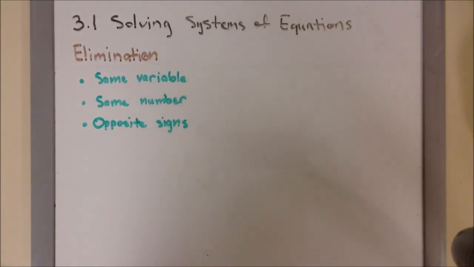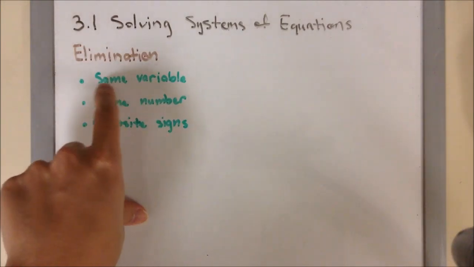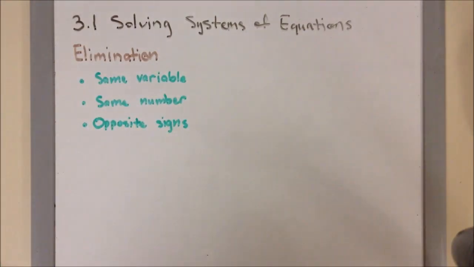Welcome to section 3.1, solving systems of equations using the elimination method. Now, let's review before we do actual solving. When we're doing the elimination method, you have to follow three criteria. First one, make sure they're the same variable. Second, make sure they have the same number, meaning the same coefficient in front of the variable. And lastly, they must have opposite sign.